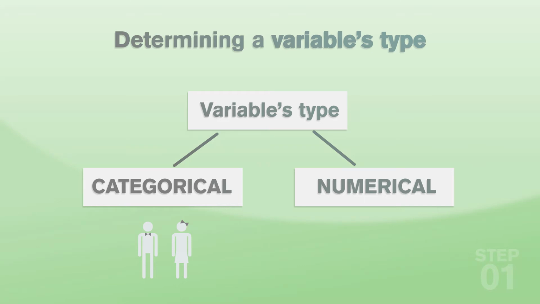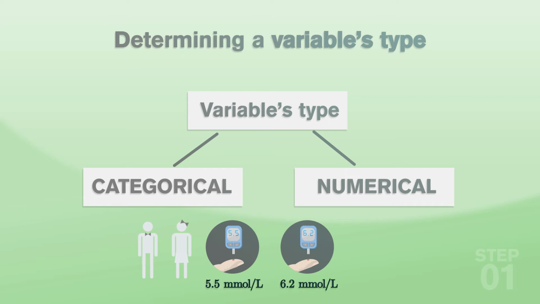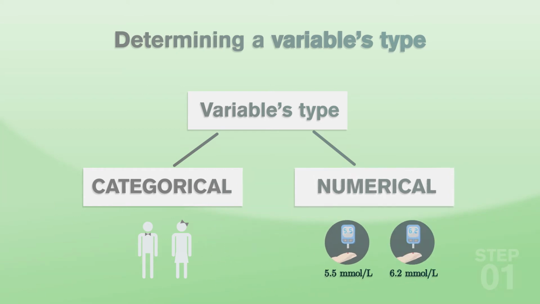What about when the possible responses are numbers which reflect the quantity or amount of something? For example, if measuring blood glucose level of each person, the value we observe is the quantity of glucose in the blood, usually measured in millimoles per litre. So the variable, blood glucose level, is a numerical variable.